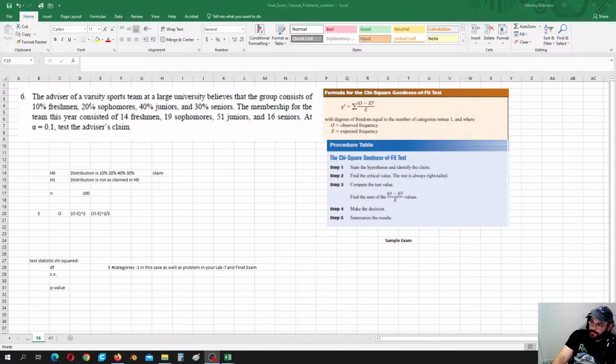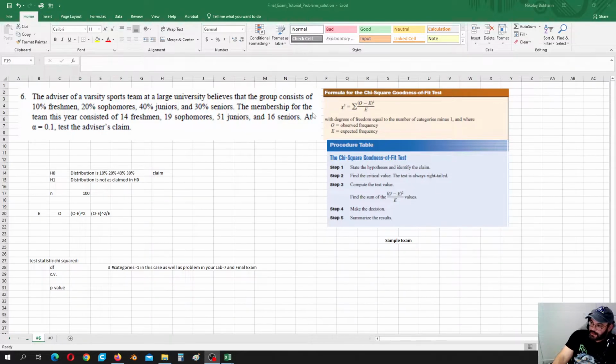The advisor of a varsity sports team at a large university believes that the group consists of 10% freshmen, 20% sophomores, 40% juniors, and 30% seniors. The membership for the team this year consisted of 14 freshmen, 19 sophomores, 51 juniors, and 16 seniors. At the significance level 0.1, test the advisor's claim.